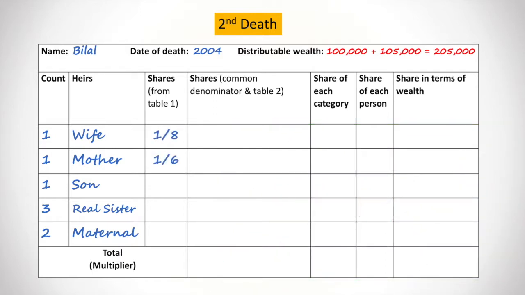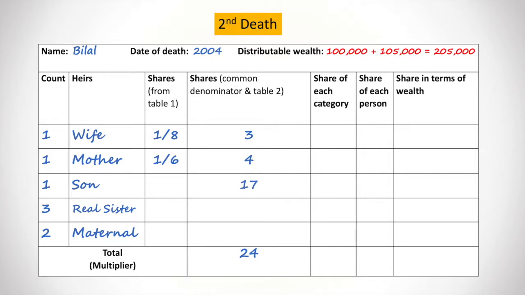Wife gets 1/8, mother gets 1/6 because there is the presence of children, which is the son here. LCM of 8 and 6 is 24, and we put that in, so 1/8 becomes 3/24, and 1/6 becomes 4/24. We have 17 more shares to give. We go to table 2, and we find son over there, so son gets all the rest of the 17, and the sisters and maternal sisters do not get anything.